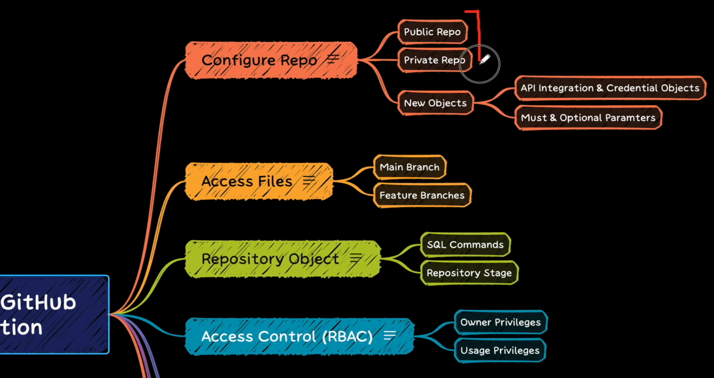So we managed to create a public repository as well as a private repository. We also managed to see the main branch and the feature branches, and we have seen some of the SQL commands which are applicable to these new objects. And we have also seen how a repository stage looks, which is a different kind of stage that is not directly accessible but works very similar to internal or external stages.